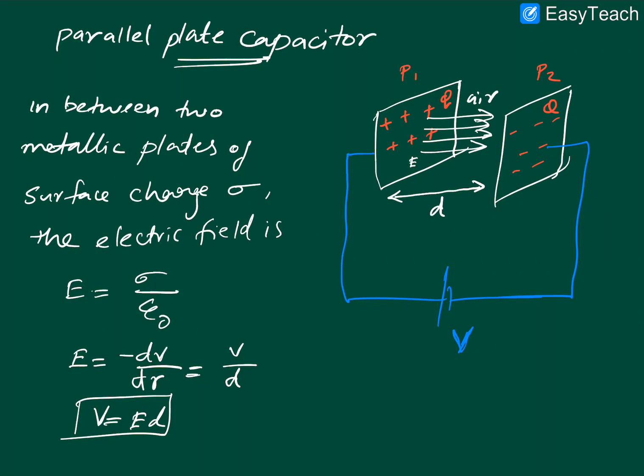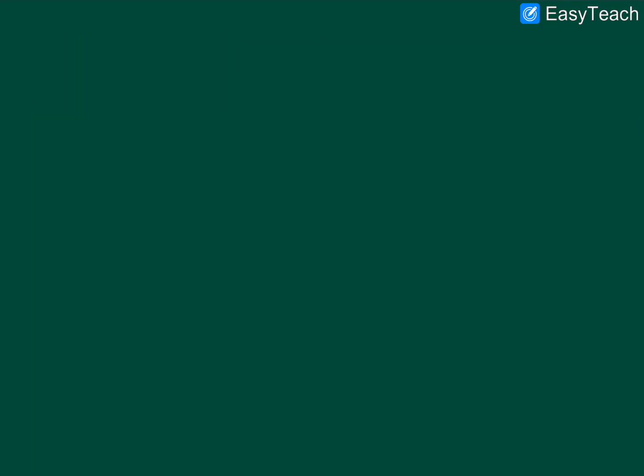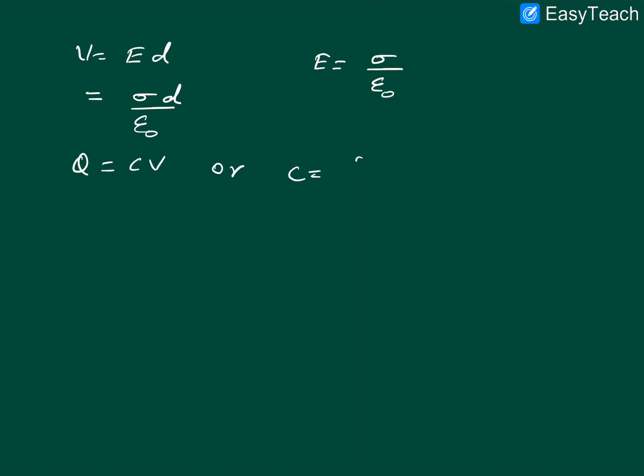So you can use this expression V is equal to E into D, where E is the electric field and D is the separation. Now you already got the value of E. In this case it is sigma by epsilon 0. So you can substitute sigma by epsilon 0 for E, isn't it? Now you have the relation Q is equal to CV, or C is equal to Q by V, isn't it?